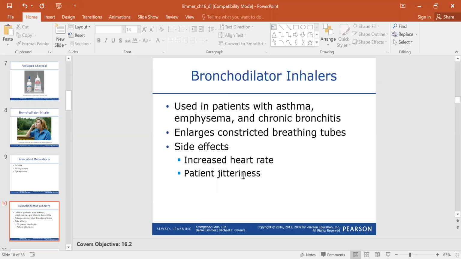See, bronchodilator enlarges constricted breathing tubes, we talked about that. That's the bronchioles. So side effects, increased heart rate and patient jitteriness. All right. Questions about this? About the bronchodilator? Nope. All right.